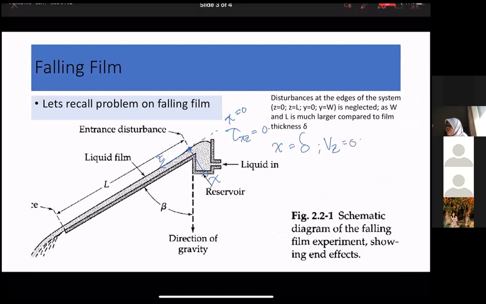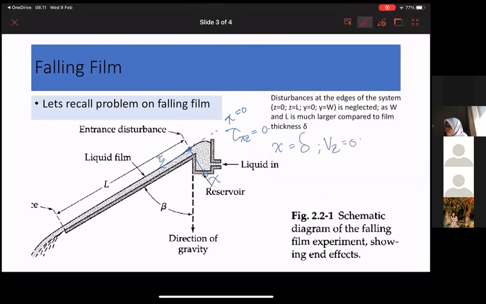So here we have two boundary conditions. This is boundary condition 1, and this is boundary condition 2. So we have one boundary condition related to the momentum flux, or to the shear stress, and we have a boundary condition related to the velocity.